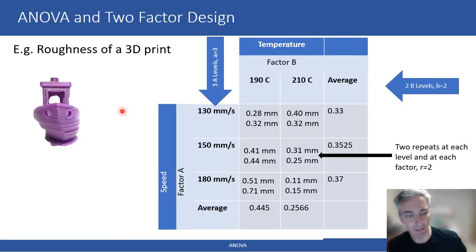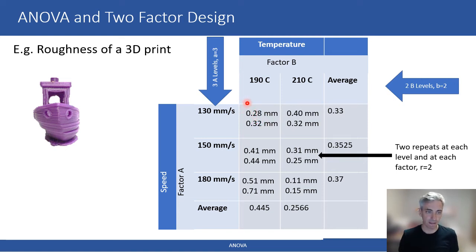So if we go back to the two-factor experiment from earlier, where we're trying to optimize the roughness of a 3D print, we had the factors speed and temperature. This time I've added an extra level here, so there are 3 levels in this experiment for speed and 2 levels for temperature. Now, for each of these factor A, factor B, speed, temperature combinations, we can conduct 2 experiments, 2 replicates. We repeat the measurement twice, so we have some idea of the repeatability of each measurement combination.